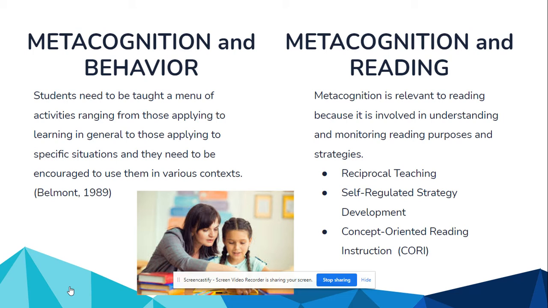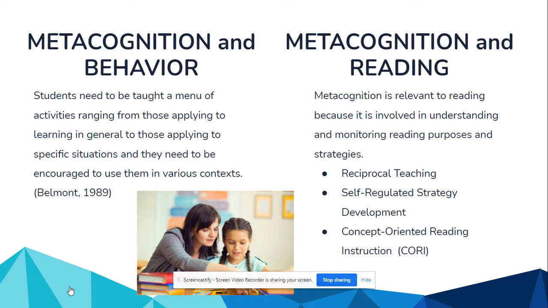Now, when we're looking at metacognition and reading, metacognition is relevant to reading because it is involved in understanding and monitoring reading purposes and strategies. Skilled readers do not approach all reading tasks identically. Children develop metacognitive abilities through interactions with adults, parents, teachers. An effective teaching procedure includes informing children of the goal, making them aware of information relevant to the task, and reminding them of their goal progress.